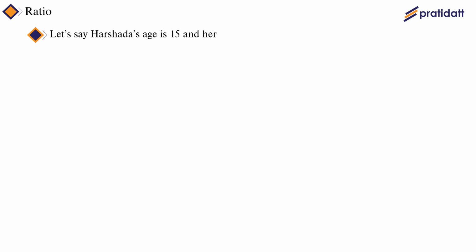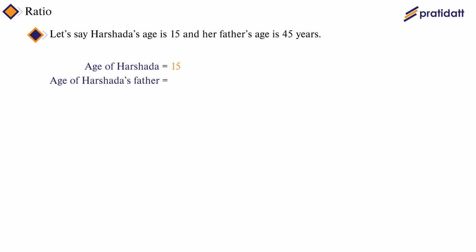Let's say Harshada's age is 15 and her father's age is 45 years. That is, the father's age is 3 times that of Harshada. Now understand the relationship between the ages of Harshada and her father. Think about these numbers. Are they in a multiple or any other type of relationship? If we divide both numbers by the same quantity, then what will we get?